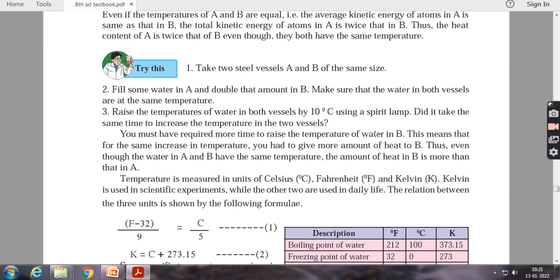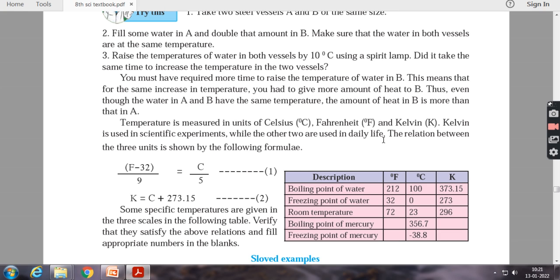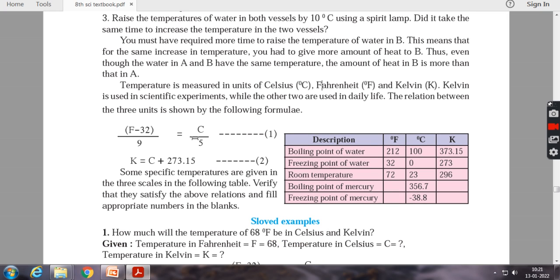Next, students, how do we calculate the temperature? Temperature's units are Celsius, which is C, Fahrenheit, which is F, and Kelvin. All these names are after scientists' names. These are our three units for measuring temperature. Before calculating, let's understand the formula. You have to learn this formula by heart, as in the next standard you have to calculate the temperature in Fahrenheit, Celsius, or Kelvin.